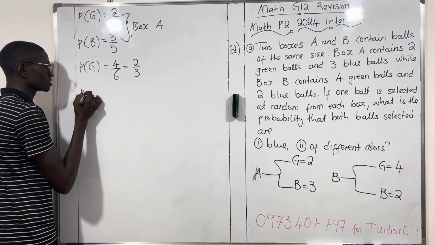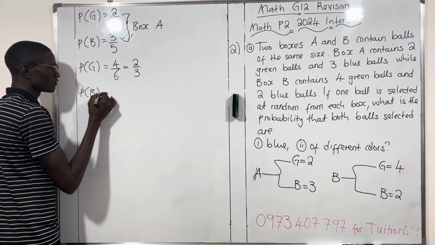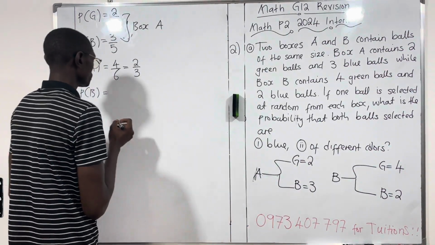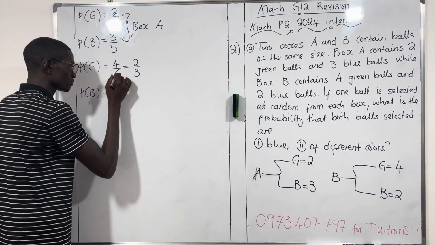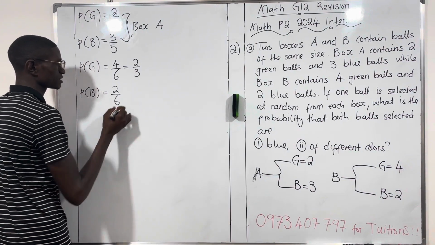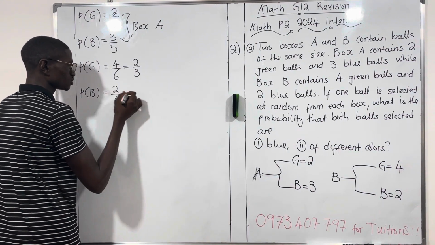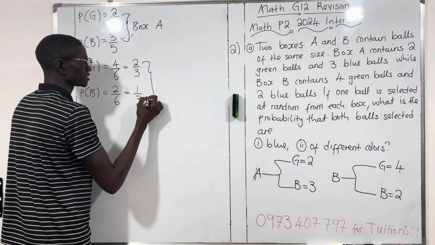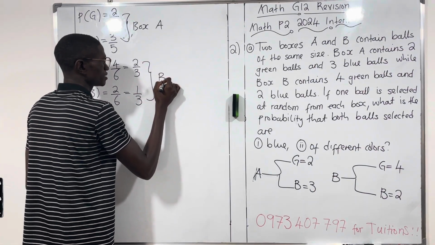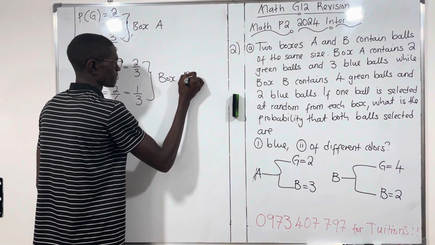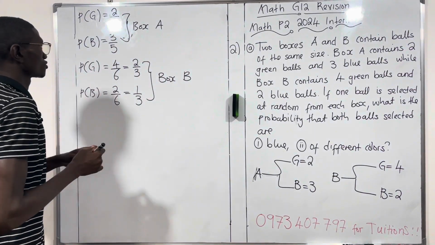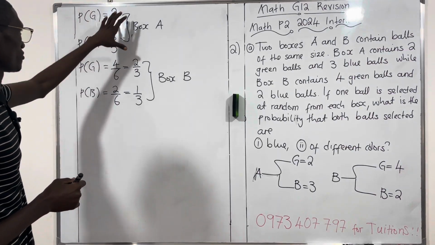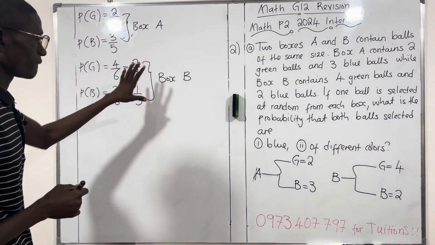How about the probability of selecting a blue ball from box B? How many blue balls are in box B? There are 2. So we said 2 over the total, which is the same as what we have up there, which is 6. We can also simplify. We can say 2 into 2, 1. 2 into 6, that is 3. So these are for box B. Okay, so these probabilities for selecting green and blue are for box A. These are for box B.